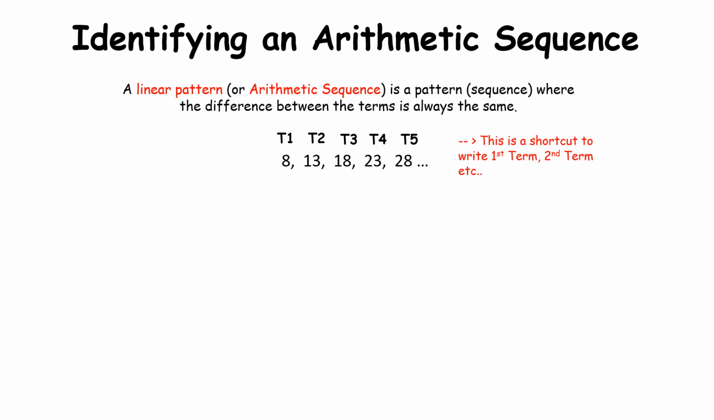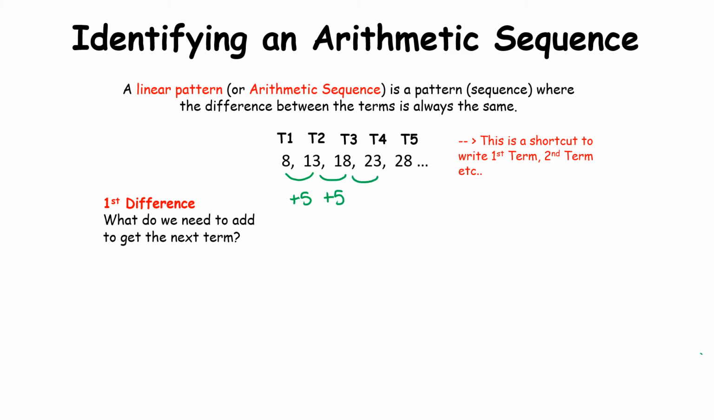So here we have our sequence, and we want to know, well, how do we identify it as an arithmetic sequence? So let's first of all figure out what the first difference is. So what do I add to get to the next term? So what do I add to 8 to get to 13? So I add 5. What do I add to 13 to get to 18? I add 5. What do I add to 18 to get to 23? I add 5. And what do I add to 23 to get to 28? Again, that's 5. So that is what we call the first difference. And because that is the same, we call that the common difference. So it has what we call a common first difference. And that is how we identify an arithmetic sequence. If a sequence has a common first difference, then it must be an arithmetic or linear sequence.